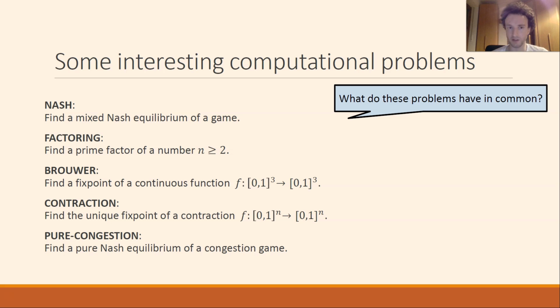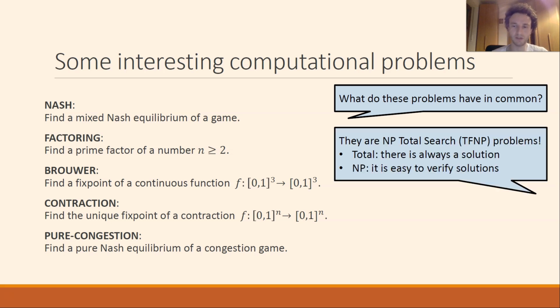But from a technical standpoint, all of these problems are so-called NP total search problems, also known as TFNP problems. And this is because they have two crucial properties. The first one is that they're total. For any instance of the problem, there necessarily exists a solution. And the second property is that they lie in NP in the sense that it's easy to verify solutions. If I give you a candidate solution, you can verify in polynomial time if it is indeed a valid solution or not.